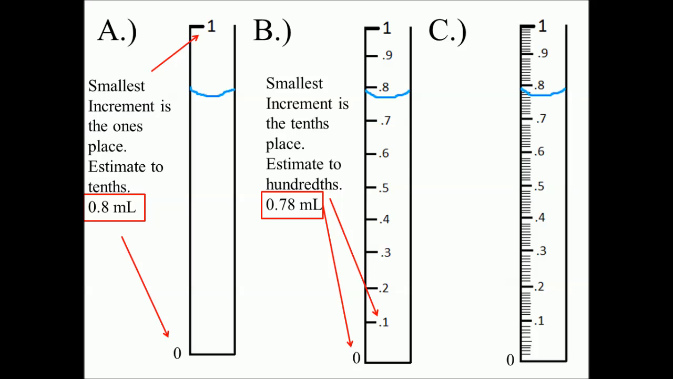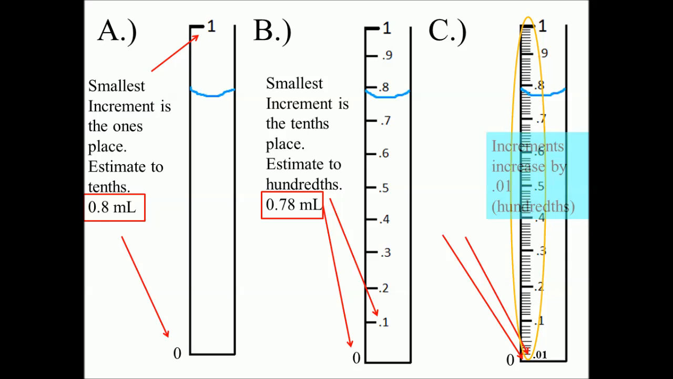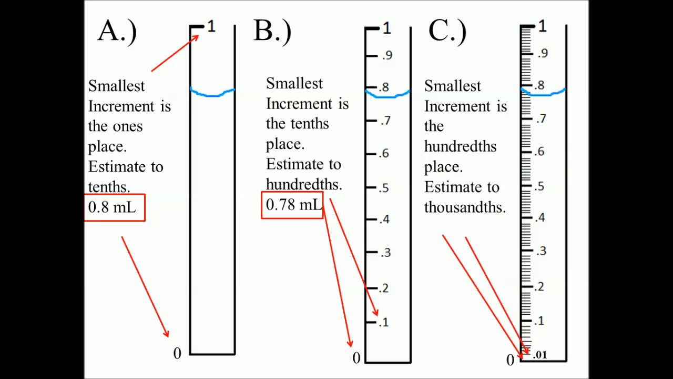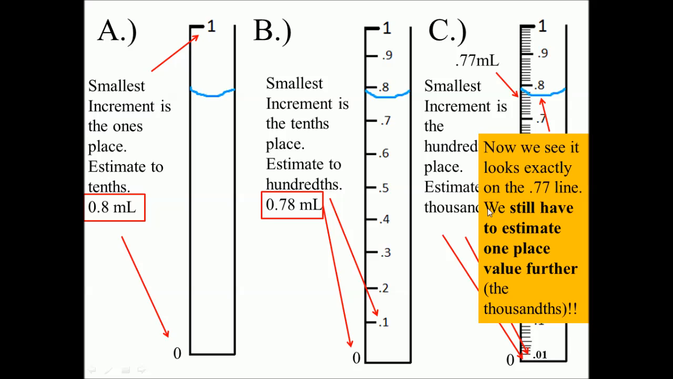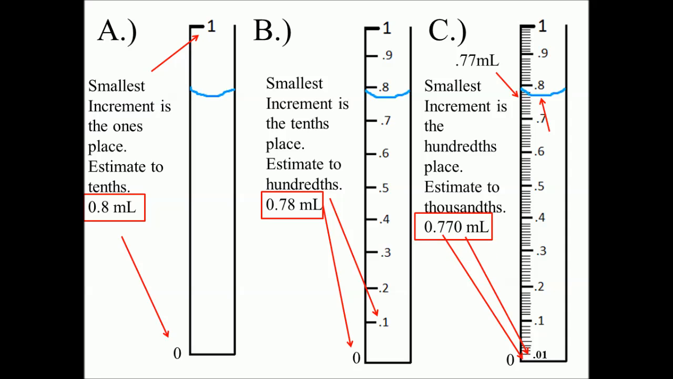Okay, and now for graduated cylinder C. And you can see our answer is going to be even more accurate with this one. So now our smallest increment is increasing by 0.01. So this line is 0, 0.01, 0.02, 0.03, 0.04, 0.05, all the way up to 0.1. So we have a lot more accuracy now. So our smallest increment is in the hundredths place. So we need to estimate to the thousandths place with this graduated cylinder. And now when we look at that line or that meniscus again, so the bottom of this, we can see right here, it looks like it's right on this 0.77 line, but we actually need to indicate we have to go to the thousandths because we are talking about the accuracy of this measuring device. So we still have to estimate one place value further. So I would estimate this as 0.770 milliliters.